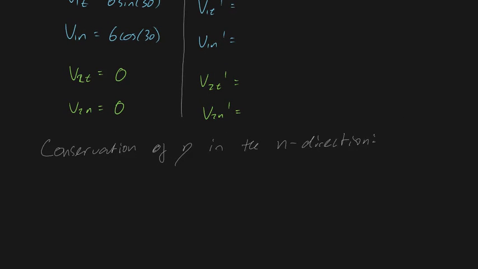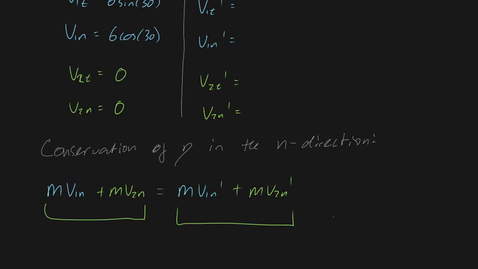It sounds fancy, but all that really means is that you get your mass and you times it by the velocity of your first block in the normal direction, and then you get your mass and you times it by the velocity of your second block in your n direction, and that's just going to be equal to the total momentum of your objects after collision, which, because they separate ways, is just mv1n dash plus mv2n dash. I hope that makes sense. Basically, momentum before equals momentum afterwards in the n direction.